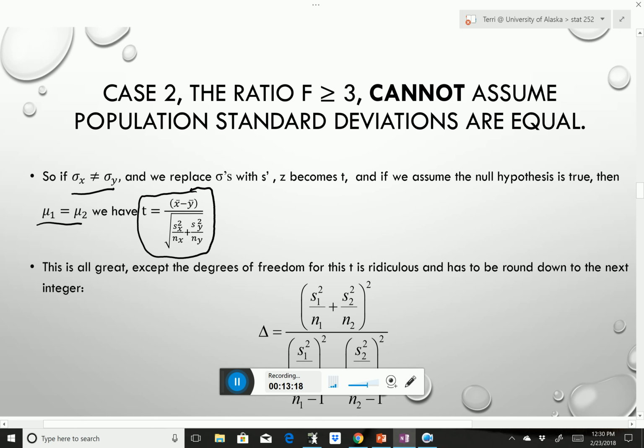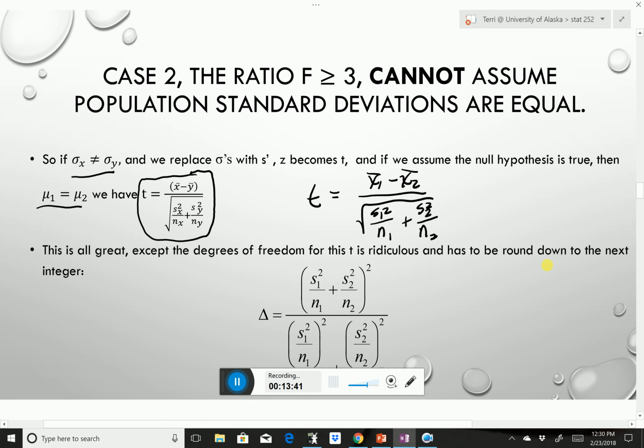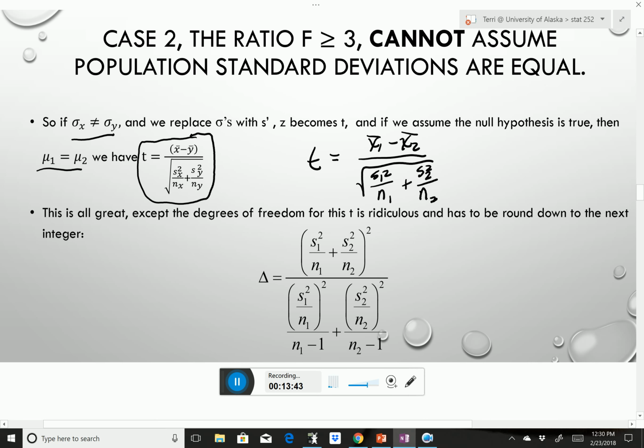It's fairly simple. However, the problem is, and usually again, if we write it with 1s and 2s, it's written this way: square root of s1 squared over n1 plus s2 squared over n2, and then the square root of the whole thing. And here's the degrees of freedom.